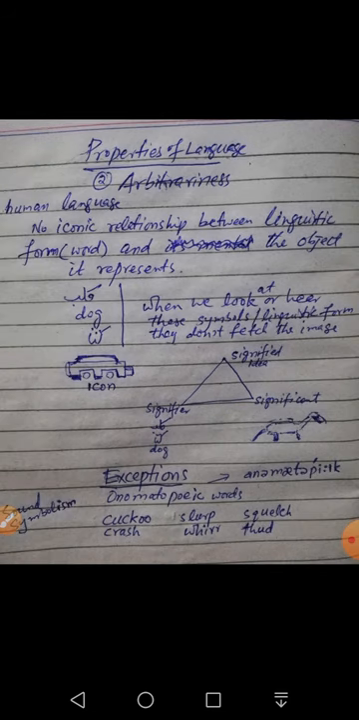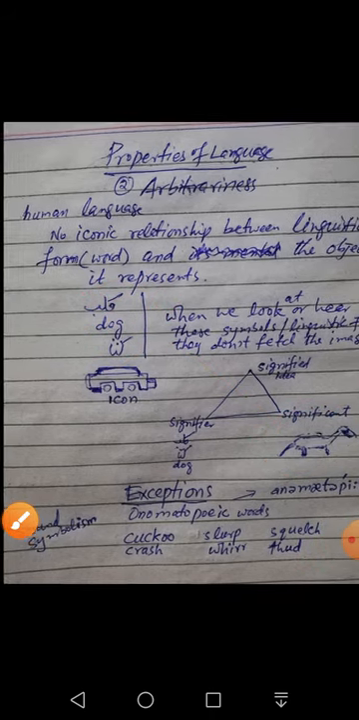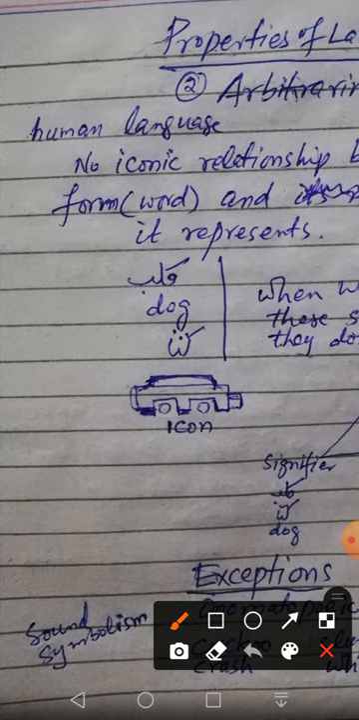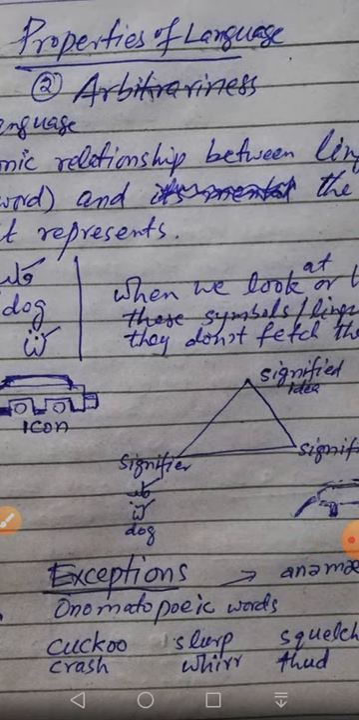Now exceptions. Although our linguistic symbols don't have a direct relationship with real life objects, there exists arbitrariness, no relationship between the word and the real object. But there are certain symbols in human language which are known as sound symbolism, okay? Sound symbolism, that the words we use represent the actual object. This is known as onomatopoeic sounds, okay? Onomatopoeic sounds.